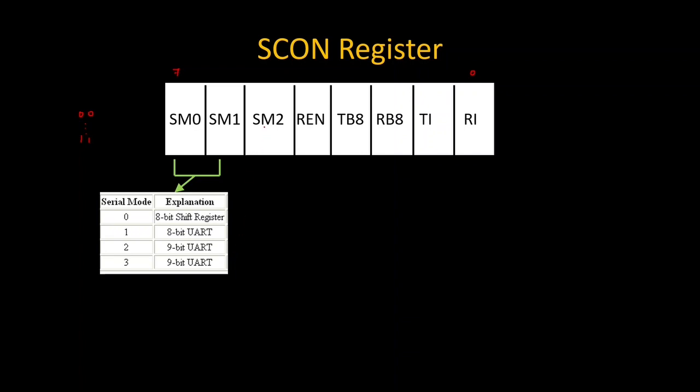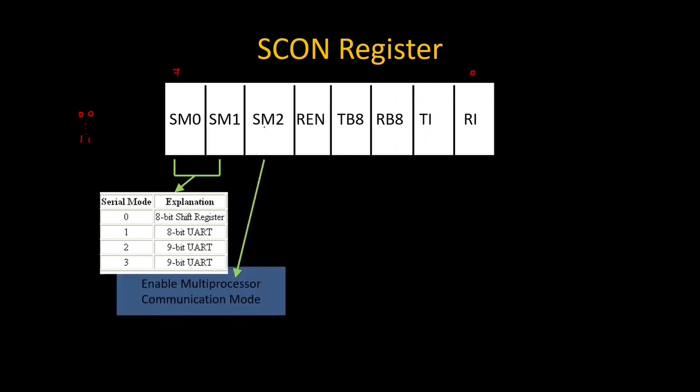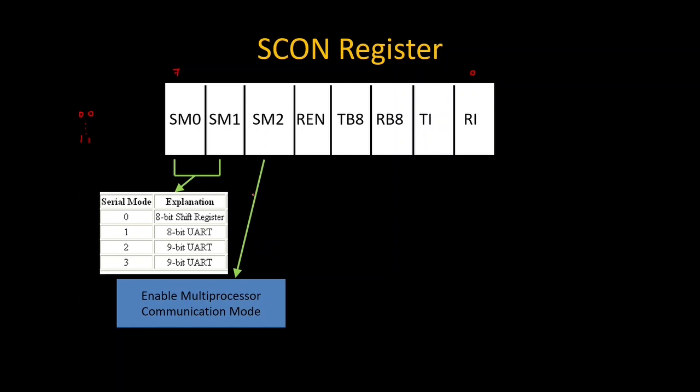So SM2 implies multiprocessor communication. In this experiment, we are not going to use it. In the question, we have been instructed to use mode 0. If we want to use mode 0, both of the mode bits have to be 0 and 0 so that it can operate in mode 0. So this also should be 0, since we are not communicating with multiprocessors.